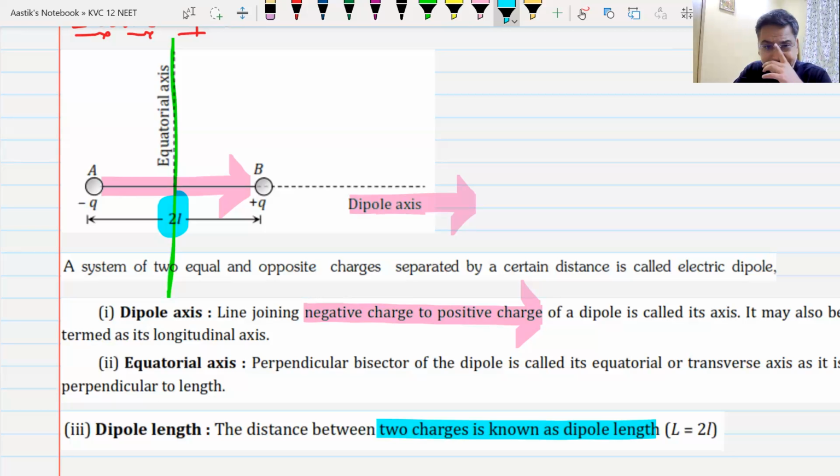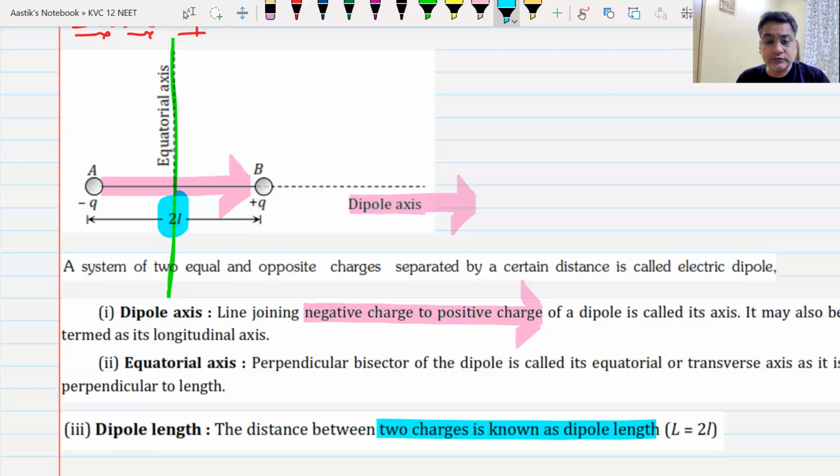Shall we move ahead? Now, every dipole has two charges, one positive, one negative, equal. Every dipole has got a dipole axis, which is from negative charge to the positive charge. Every dipole has got a dipole length, which is the distance between the two poles.